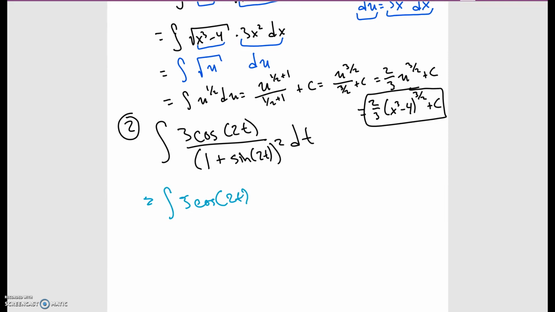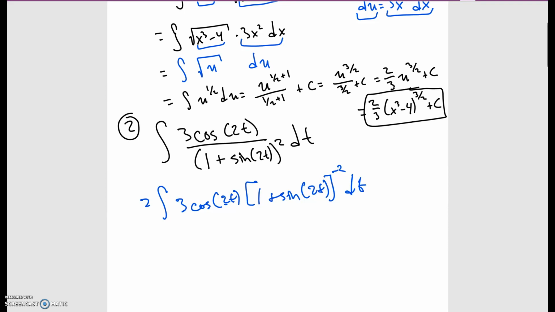Okay, and then I'm going to bring the denominator up to the top. Let me just erase this again. Okay, so I'm going to have the integral of 3 cosine 2t, and then I'm going to bring this bottom part to the top. So I'm going to have 1 plus sine 2t to the power of negative 2 dt. Okay, so that everything is up at the top.